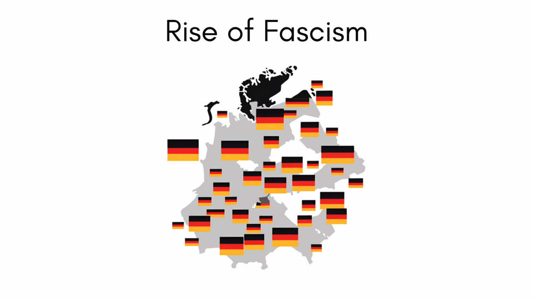These aggressive moves were met with weak responses from the League of Nations, which lacked enforcement power. The Axis powers, Germany, Italy, Japan, grew bolder, sensing the world wouldn't stop them.